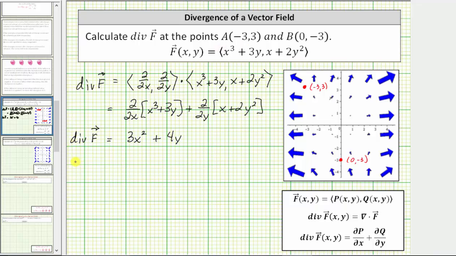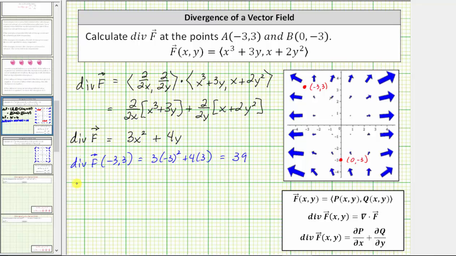For the first point, we have the divergence of the vector field F at the point (-3, 3), which is equal to 3 times the square of -3 plus 4 times 3, which is equal to 9 times 3, that's 27, plus 12, which equals 39. If we look at the point (-3, 3) in the vector field, which is located here, notice how the flow at this point does appear as if it would be outward, which is why the divergence is positive.